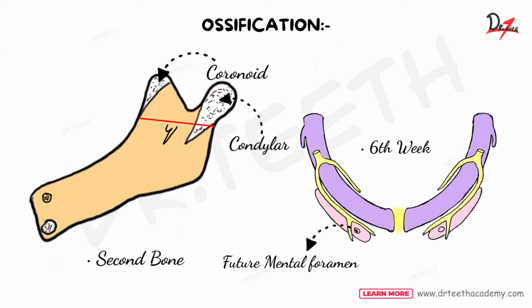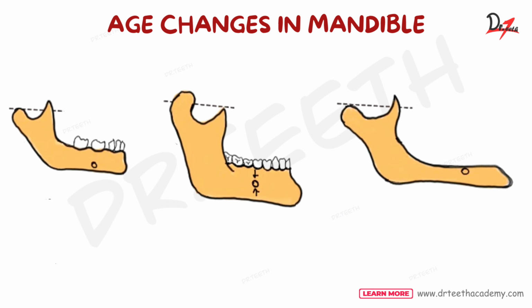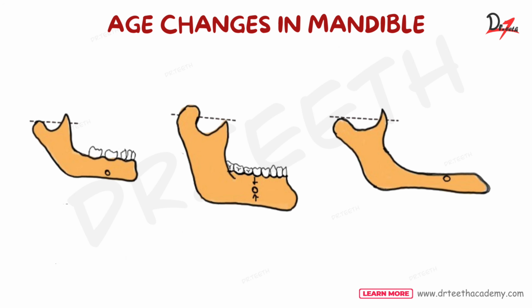Thus, at birth, the mandible is still composed of two separate bones. Ossification and fusion of the mandibular symphysis occurs during the first year of life, resulting in a single bone. Let's talk about age changes in the mandible. The mandible changes throughout life.